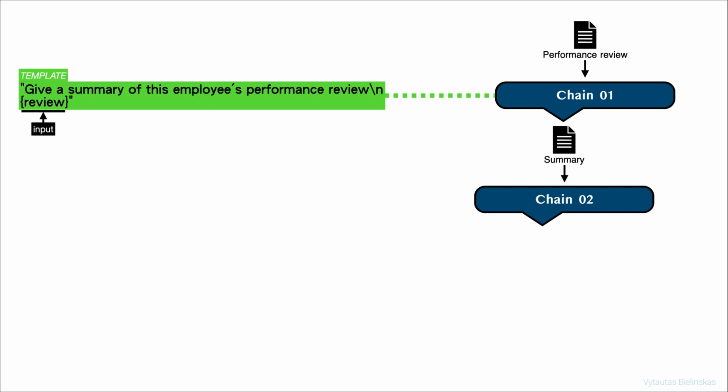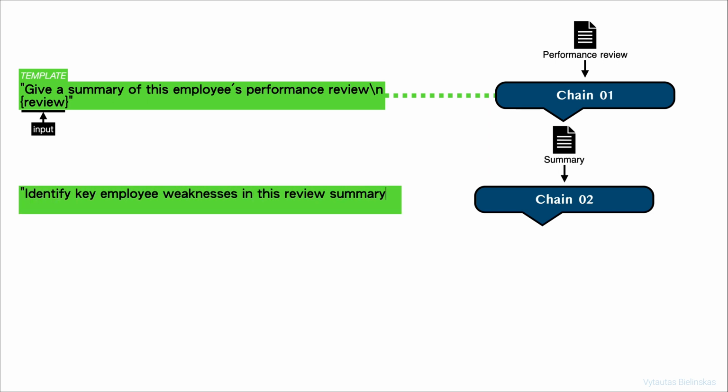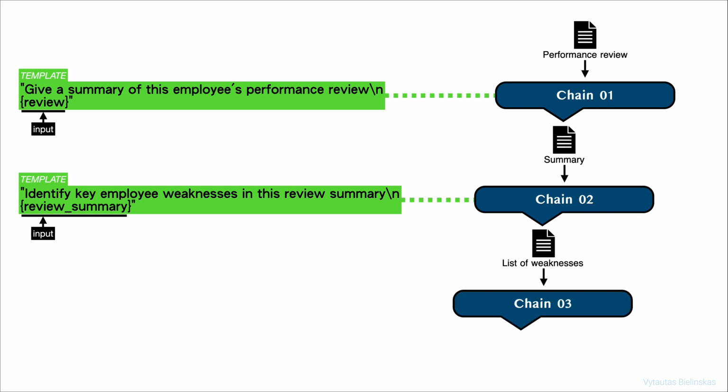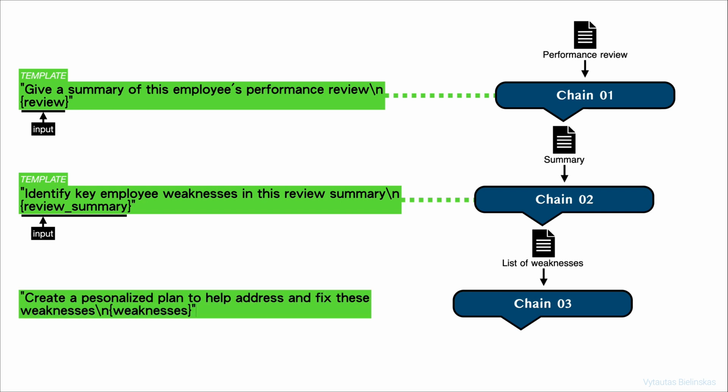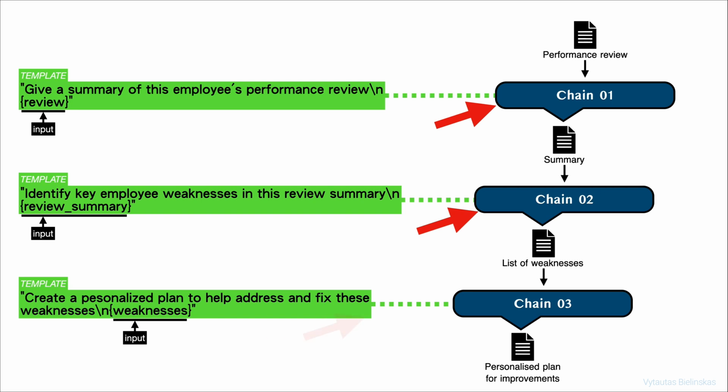For chain number 2, we have another task. Identify key employee weaknesses in the review summary, where review summary from chain number 1 is the input here. So, based on this instruction, which we call a template, the output of chain number 2 is the list of weaknesses. This list of weaknesses goes to chain number 3, and chain number 3 is taking our last instruction, which tells what to do. Create a personalized plan to help address and fix these weaknesses, where weaknesses are the input to chain number 3. As I mentioned at the very beginning, the personalized plan is the final product of the solution we want to build. So, we have 3 steps, 3 chains inside our LangChain architecture.